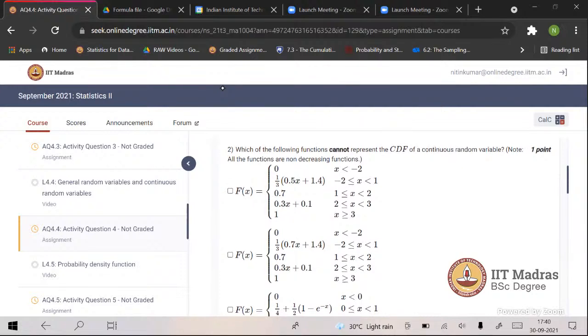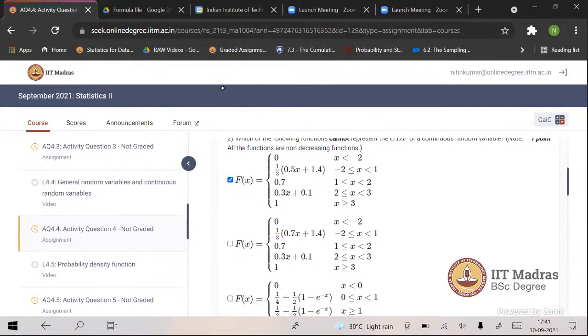Now look at the first option. If you look at the first option here, it is tending to 0 when x tends to minus infinity, and it is tending to 1 when x tends to infinity. This property is satisfied. Non-decreasing is always given for all the options. Now look at the continuity. You need to check the continuity at -2, 1, 2, and 3, because that's where the function definition changes.